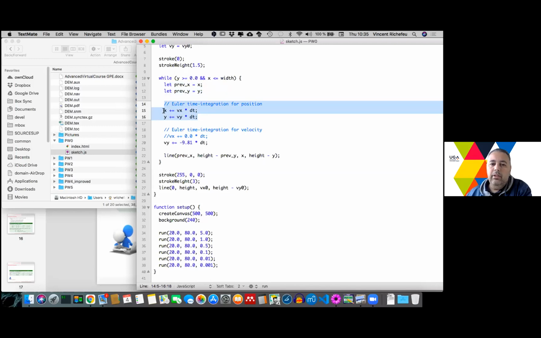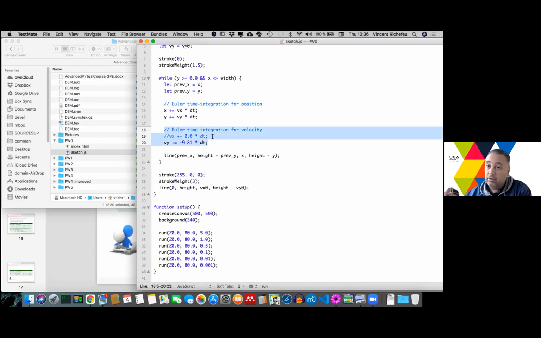First, I will integrate the position by saying that to x, I will add the velocity times time step. Plus equal means that I take x, which is a memory space, and I add to this space the velocity times time step. Same for y. Then I do the same for the velocity, the second integration.